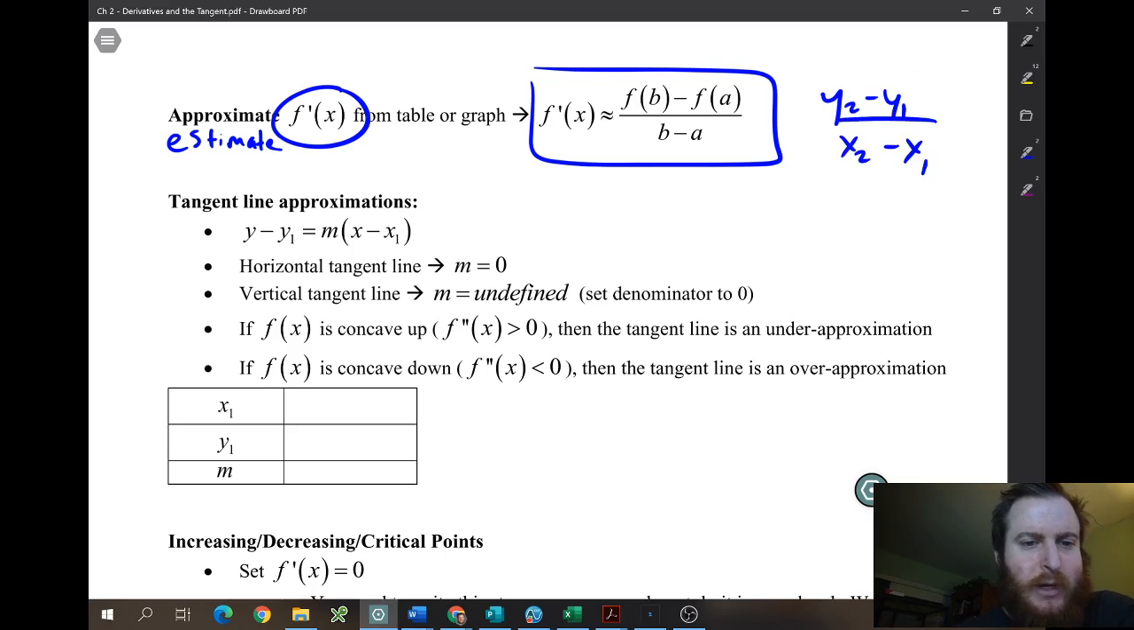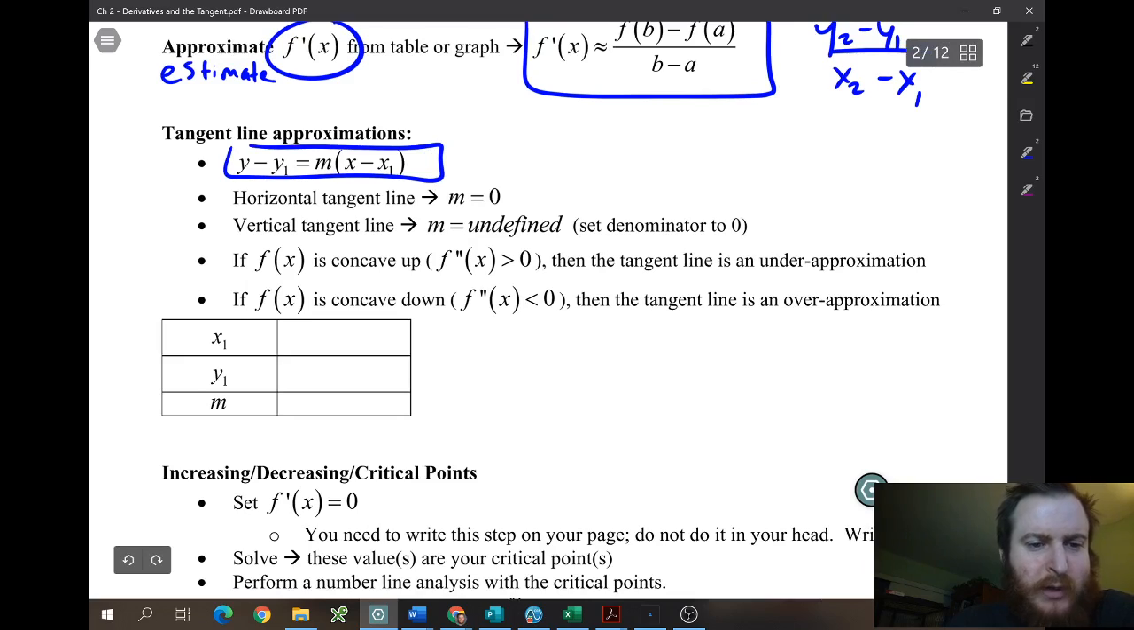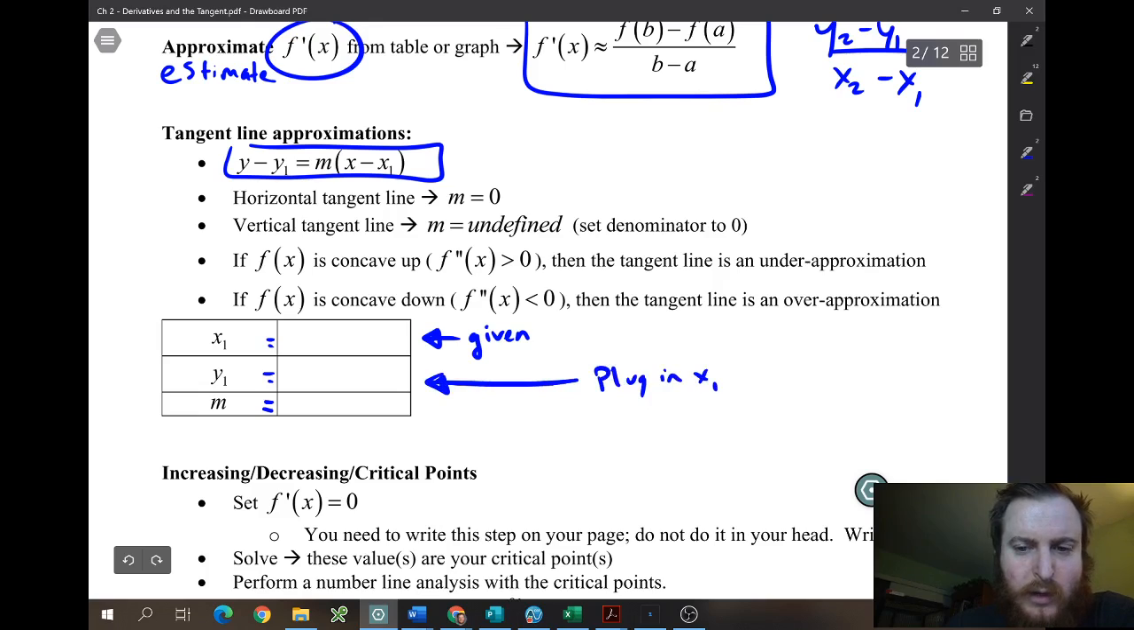For tangent line approximations, we want to use our formula y minus y1 equals m times x minus x1. And I like to make this chart: x1 equals, y1 equals, and m equals. Most of the time, like 95% of the time, you're going to be given an x value. And so to get y1, you plug your x1 value into f of x, the original. And to get m, you plug x1 into f prime of x.